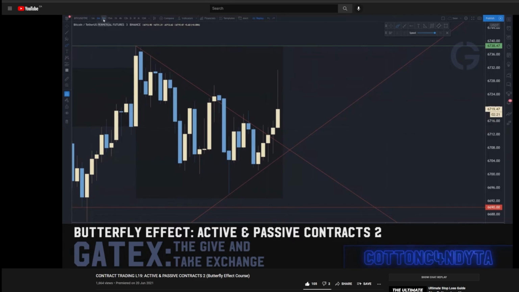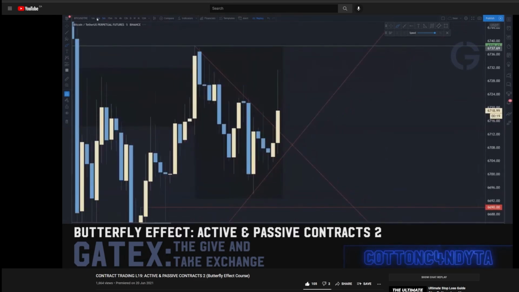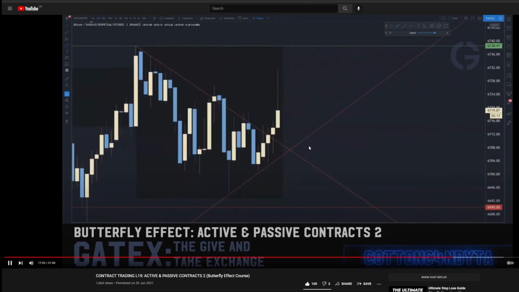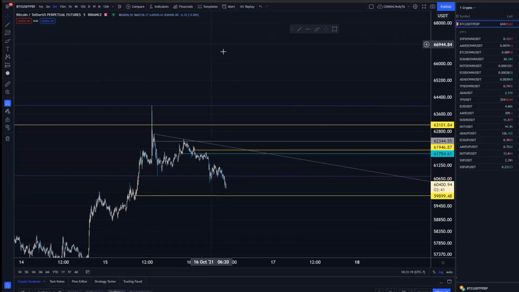You're now going to see people locking in profit. Hedging a position means that if you're in a long, you turn it into a short. So hedging a position means like this.